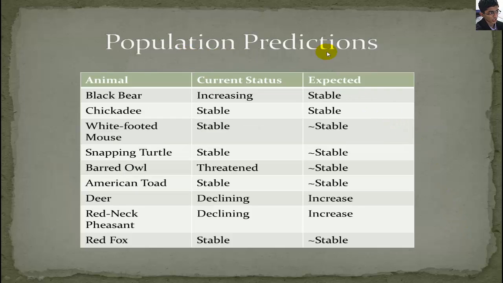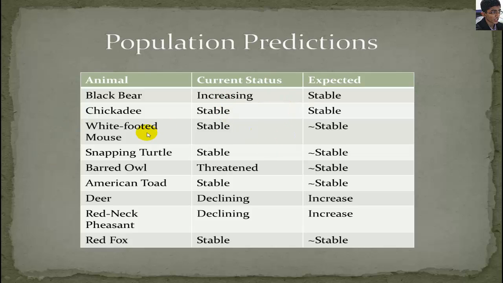So, population predictions. Well, as you can see for the black bear, its current population as of right now is increasing, which shows that the environment meets more than just the needs of the black bear, and the black bear takes this to its advantage. And so therefore, when I deforest some trees for human development, it can return the black bear's population back to stable. As for the chickadee, I predict that there will be no increase or decrease in population.